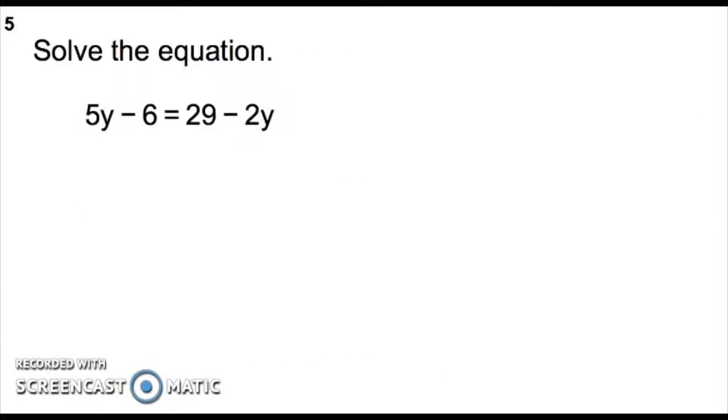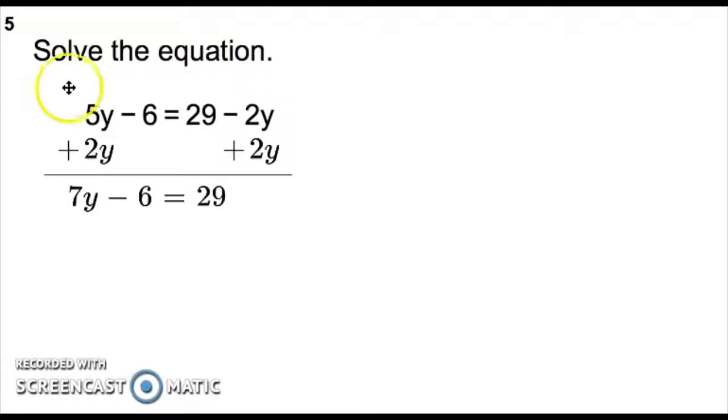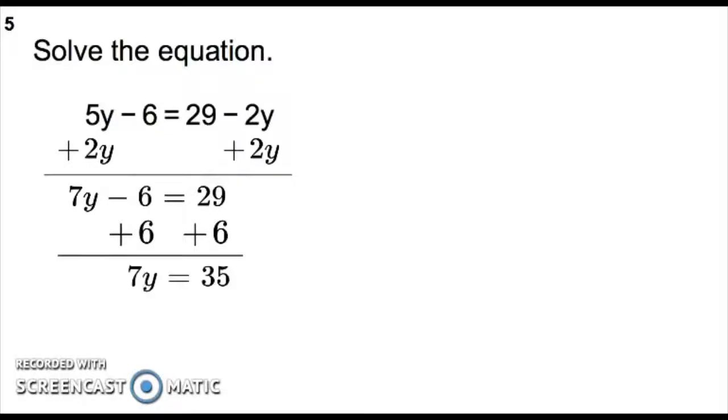Number 5 says solve the equation. What we're going to do first, again, variables are on both sides of the equal sign. We want to move the smallest variable first. The smallest variable is this negative 2y. So what we're going to do is add 2y to both sides. So we get 5y plus 2y is 7y minus 6 equals 29. Add 6 to both sides, you'll get 7y equals 35. Divide both sides by 7, and then y is going to be 5. So the answer for number 5 is going to be 5.